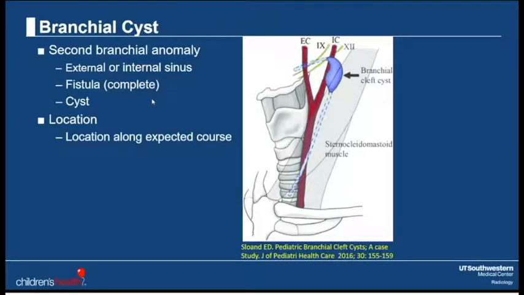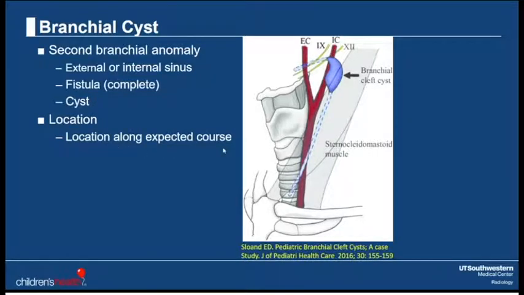And lastly, we'll touch on branchial cysts. Usually second branchial anomalies enter in the differential diagnosis here. These may be external or internal. They can be complete fistulas and can be isolated cysts. The important thing is the location.